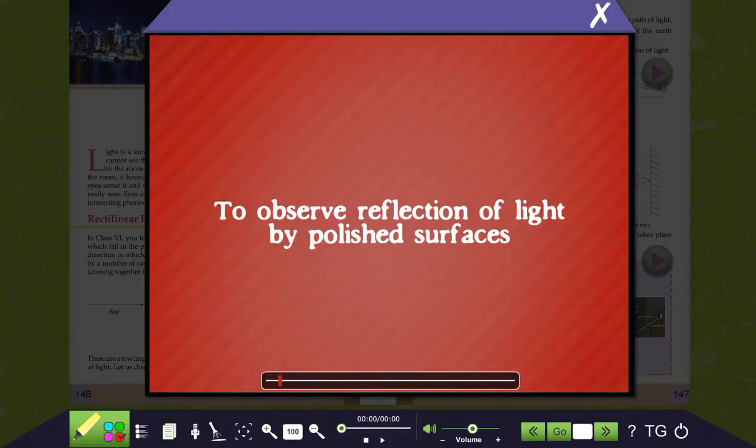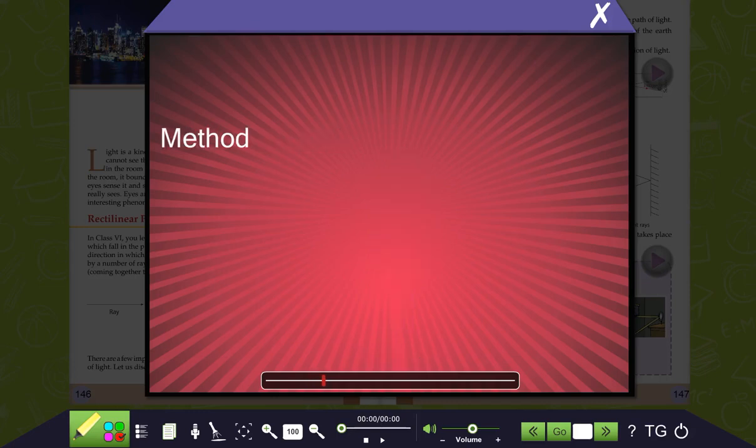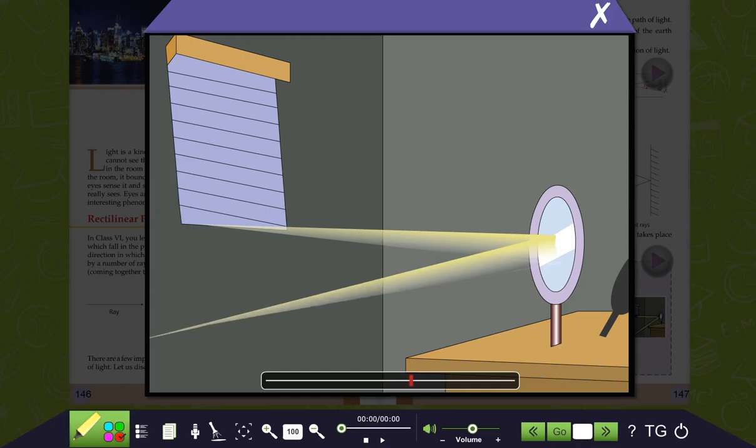Activity 1. To observe reflection of light by a polished surface. What you need? A plain mirror. Method. 1. Stand in a dark room with only a small part of a window open to let light enter the room. 2. Place the plain mirror in the light. Observation. No light is seen behind the mirror.